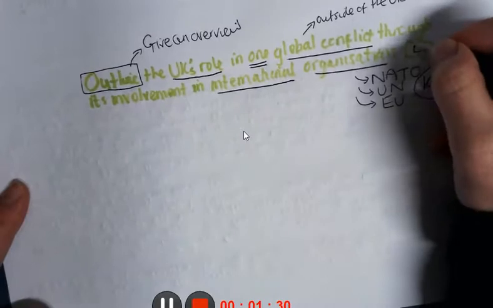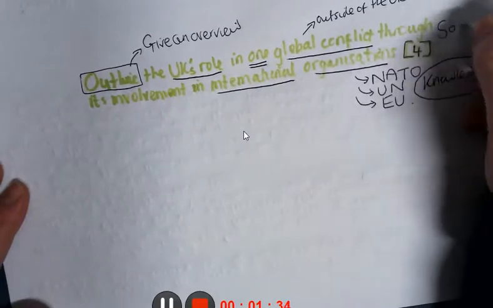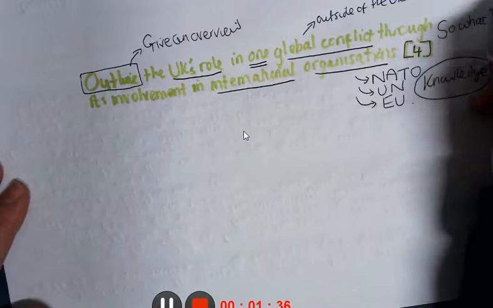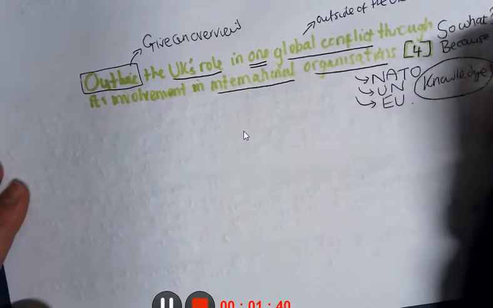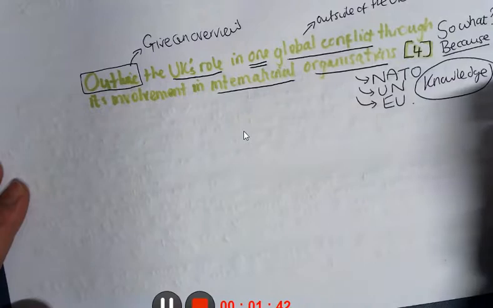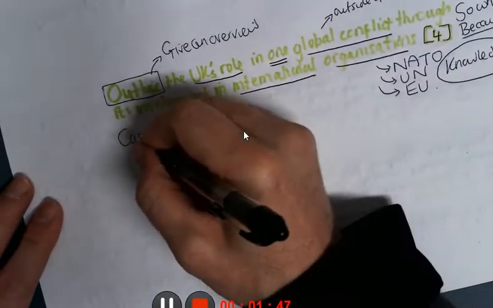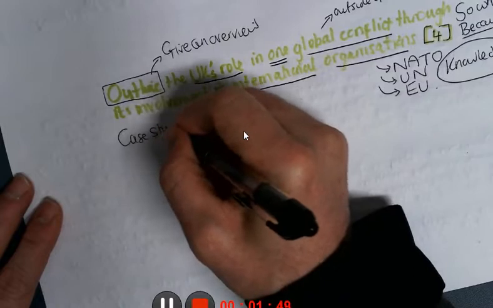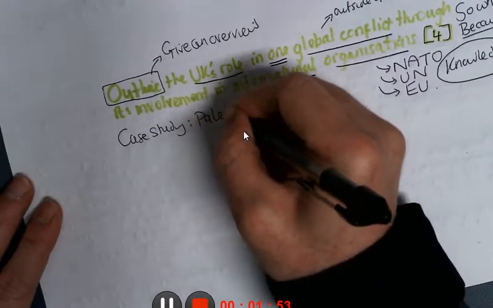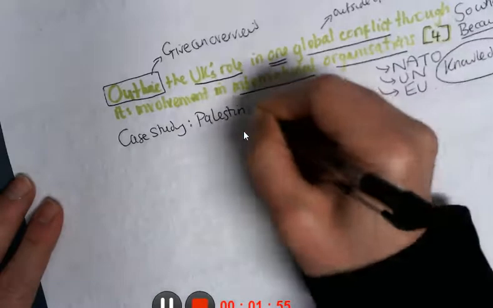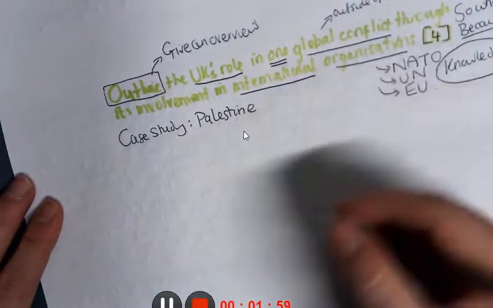Now, if it's a 4-marker, we are looking at the strategy. So what? You could also, if you've learned it this way, use the idea of because. Now, when I was doing this, I gave you the answer. We were going to talk about the case study that's in the book, and we were going to talk about Palestine. Now, I am going to show you how to do the so what strategy for this question.